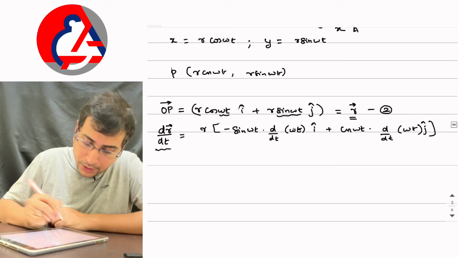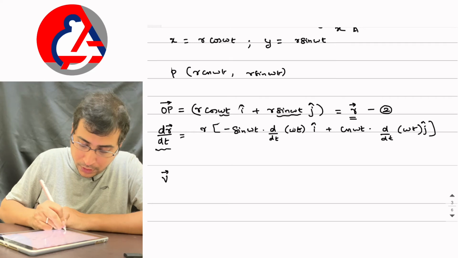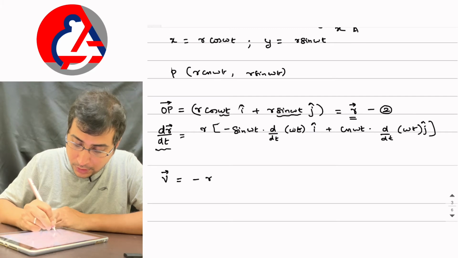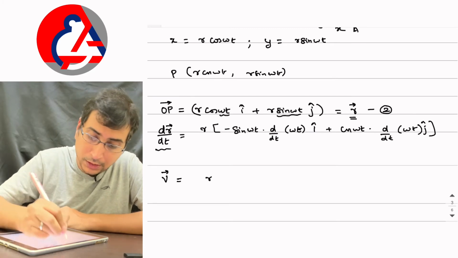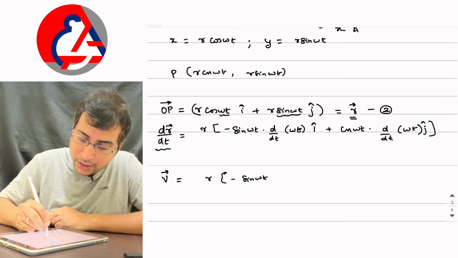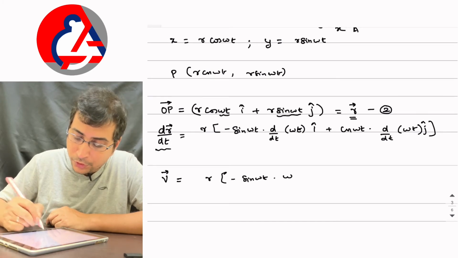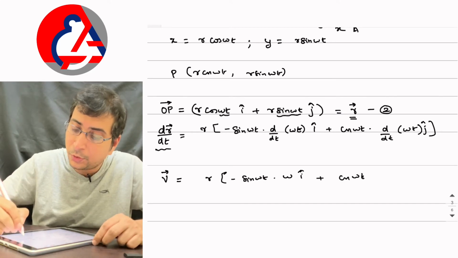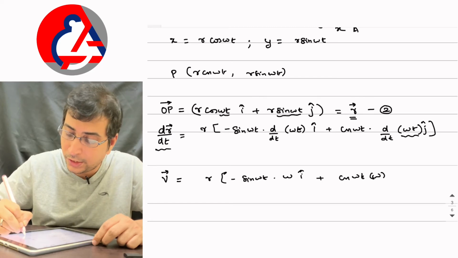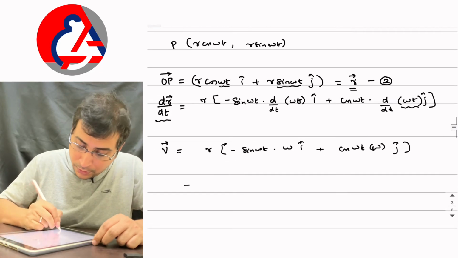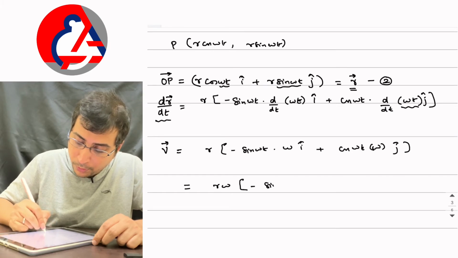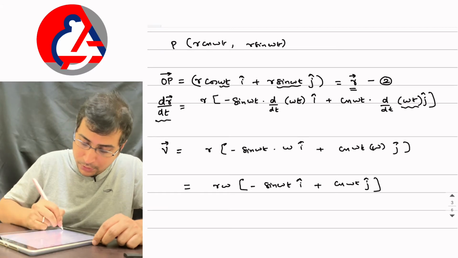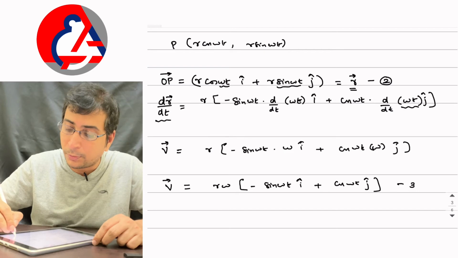So this derivative of r with respect to t is going to give us the velocity vector of the particle at that point, which is given by the expression: I will take r, into minus sin omega t into derivative of omega t, which is omega, I cap plus cos omega t into derivative of omega t, which is omega, and you have a j cap. Okay, so this is going to be r omega into minus sin omega t I cap plus cos omega t j cap. This is going to give us the velocity vector of the particle at any instant.